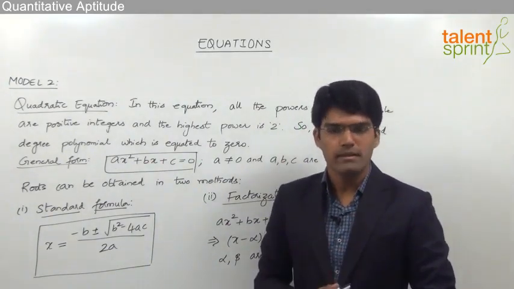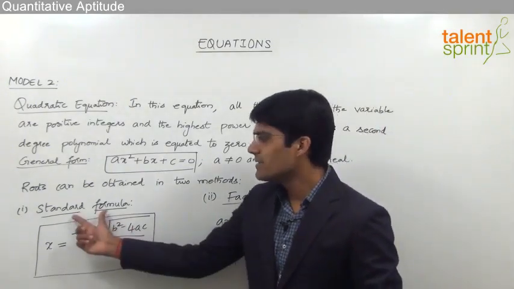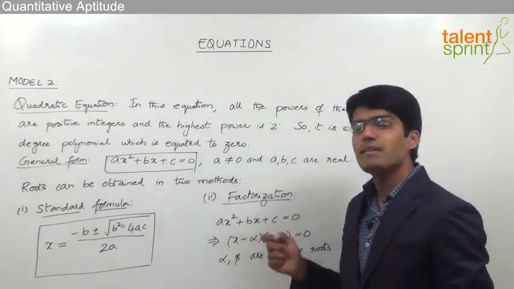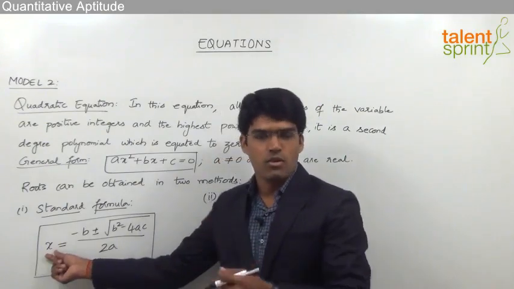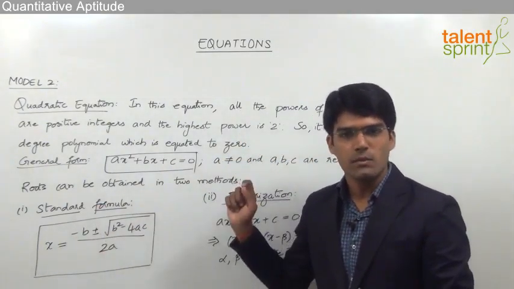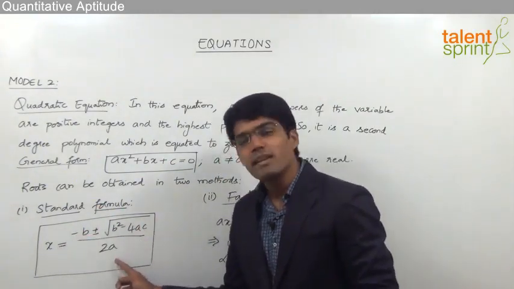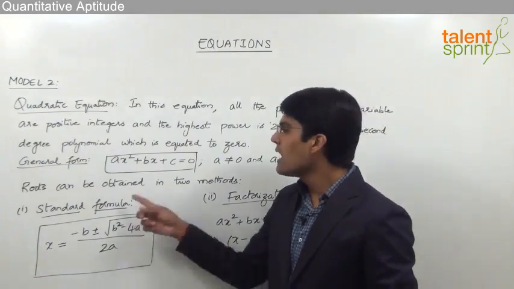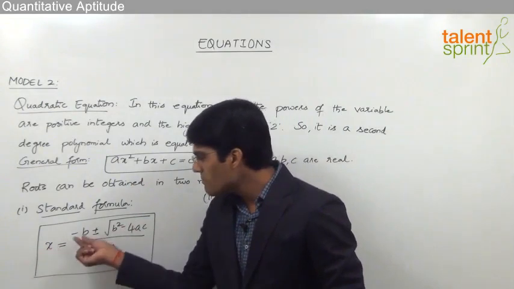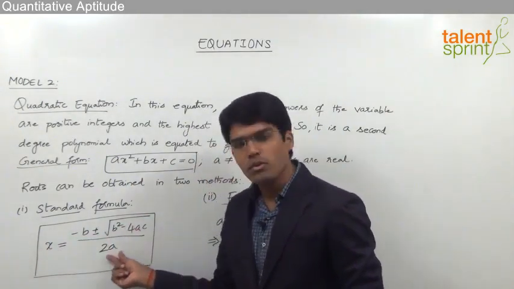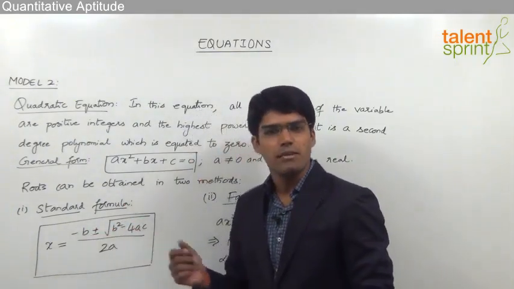There are two different methods to find out the two roots of the quadratic equation. The first method is using the standard formula and the second method is factorization. Now as per the standard formula, the two roots of the equation will be equal to minus b plus or minus root over b squared minus 4ac, by 2a, where a, b, c are the constants from the given quadratic equation. So the first value will be minus b plus root over b square minus 4ac by 2a, and the second value will be minus b minus root over b square minus 4ac by 2a.